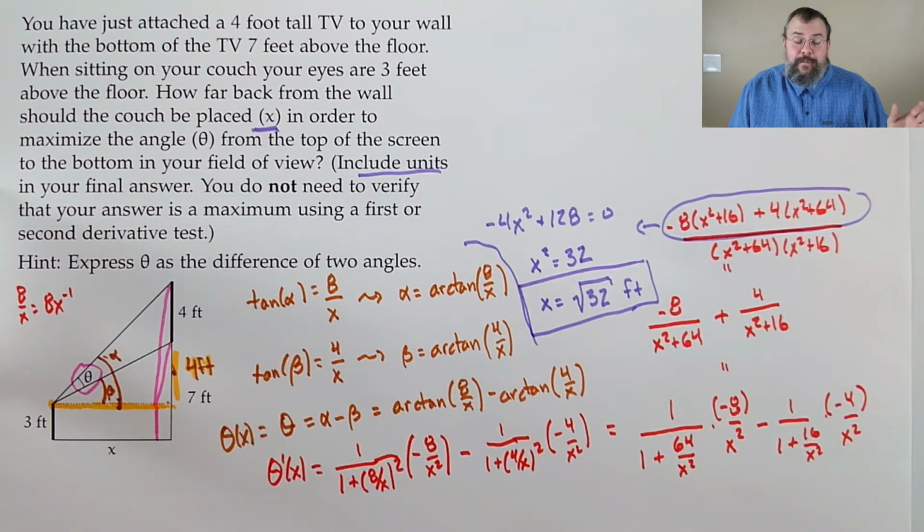We don't need to justify it being a max or min because they said we don't have to. So, woohoo! Nice. All right. Wow, what an interesting problem.